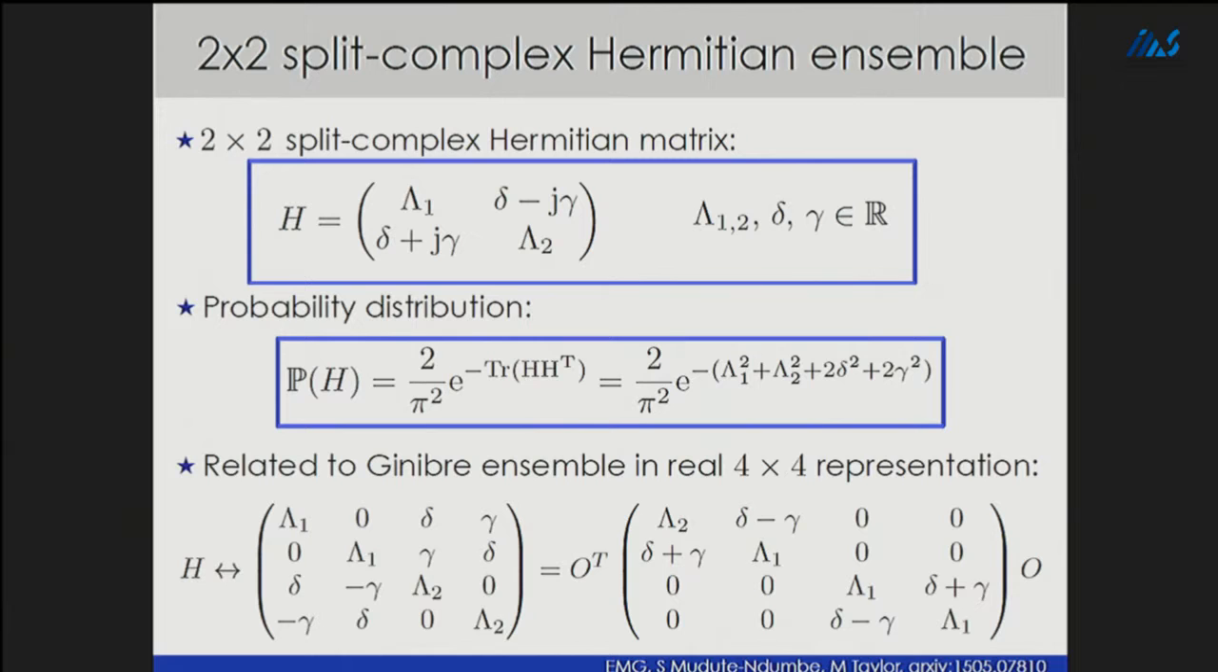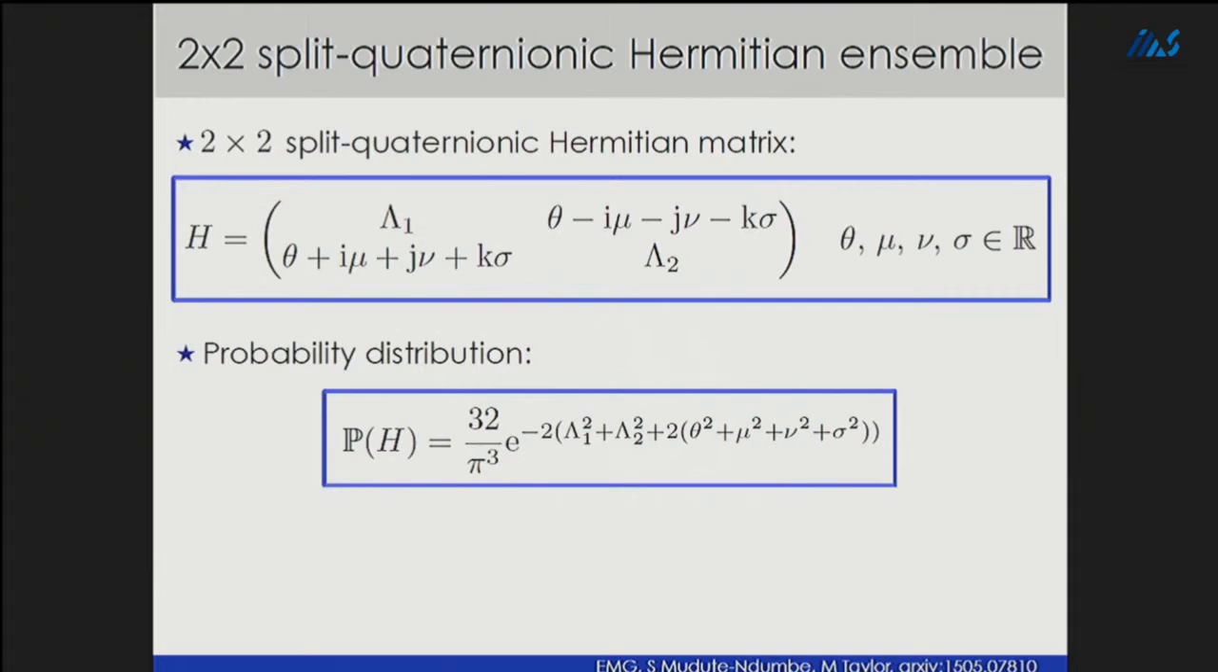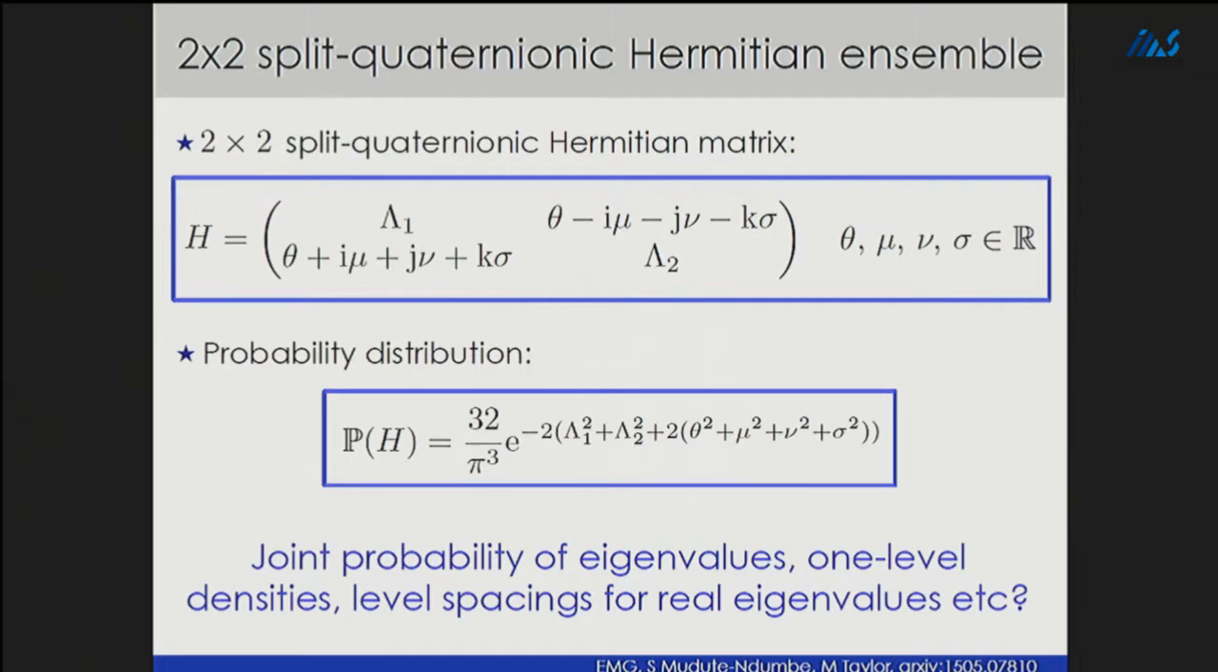Thank you. So if we do the same for the split quaternions, we get six parameters now, and we just get a Gaussian in all these six parameters. So what's the joint probability density of the eigenvalues, the one-level densities, the level spacings? The level spacings we define for real eigenvalues. Otherwise, you can also define it, so we calculate it for different distances between complex eigenvalues, of course. But these are the things we calculated now. And I'm just going to show you the results and some pictures, but let me say a few words on how we do it.